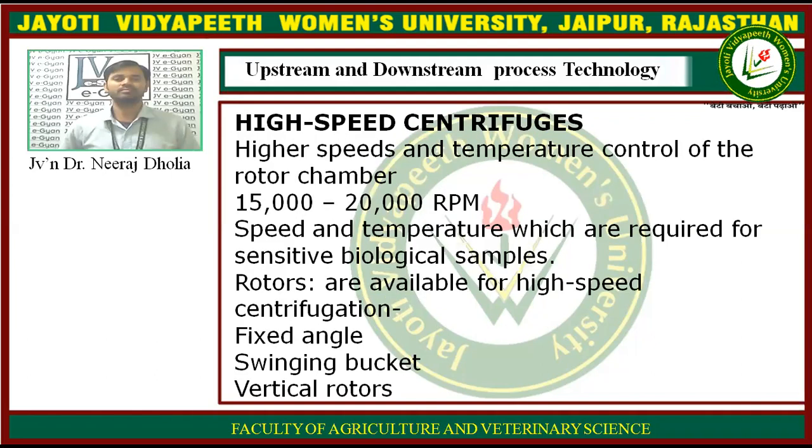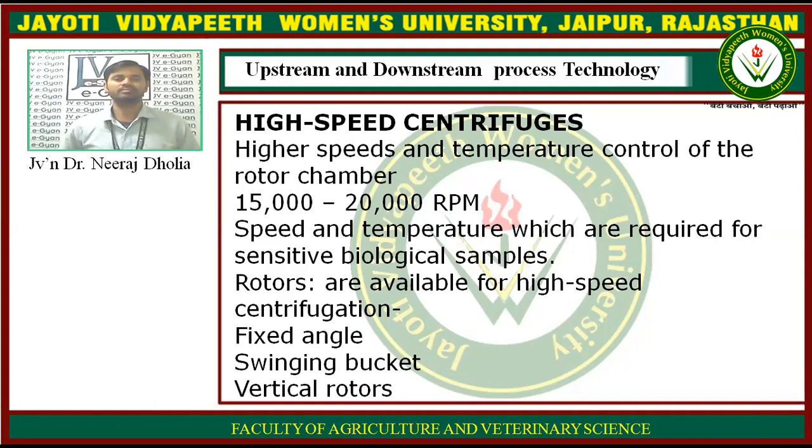Another is the high speed centrifuge. They operate at high speed, with a maximum speed of 15,000 to 20,000 rpm, and because of the high speed they can warm up and generate heat. So temperature control is required, and the speed and temperature control are required for sensitive biological samples. Generally, biological samples are run in high-speed centrifuges. Three types of rotors can be used in the high-speed centrifuge: the fixed angle, the swinging bucket, and the vertical rotor.